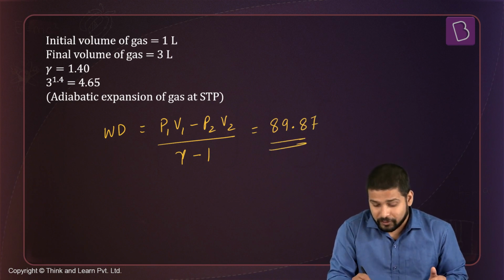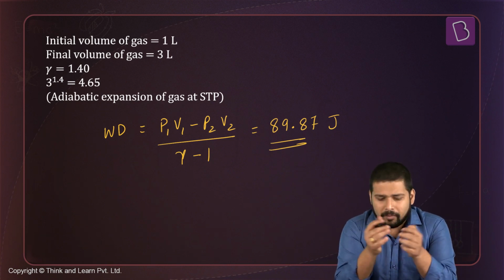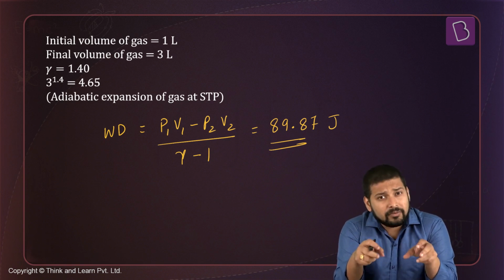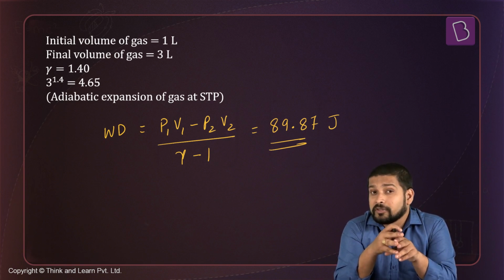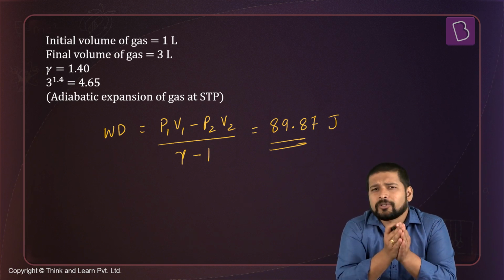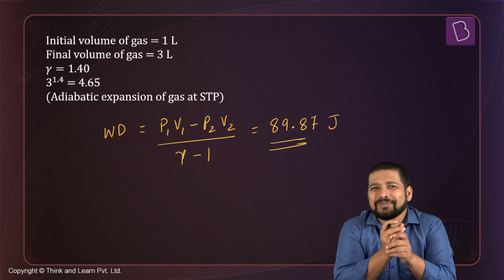joules, in terms of joules, of course. So 89.87 is what you get as an answer. But sometimes it happens in the options, you don't get the exact value. So you must choose the option which is closest to your answer. So as far as this question goes, the option which is closest to 89.87 is the correct answer to this problem.